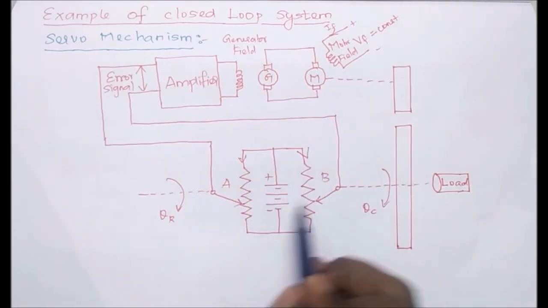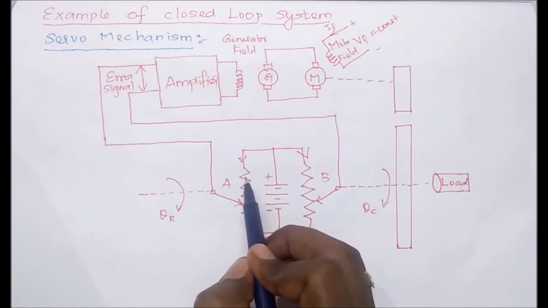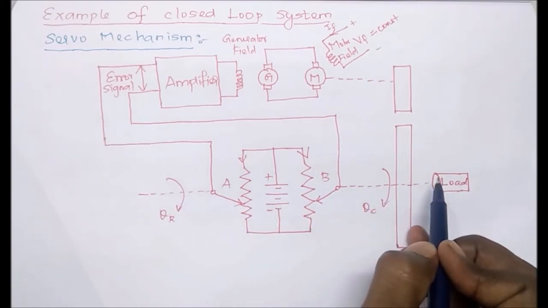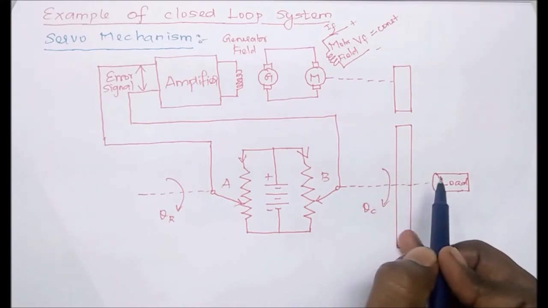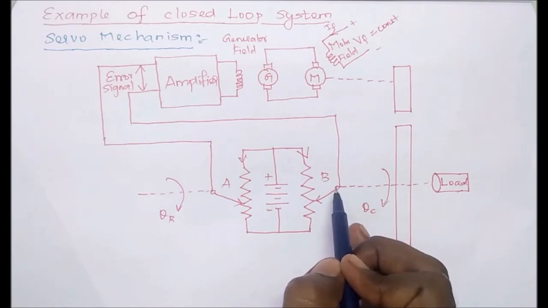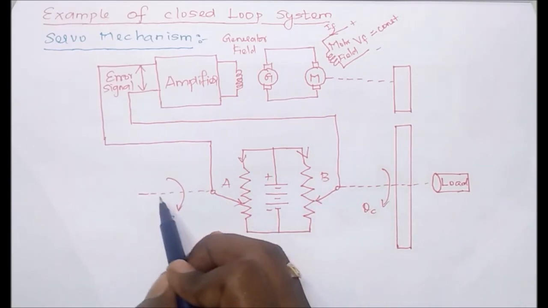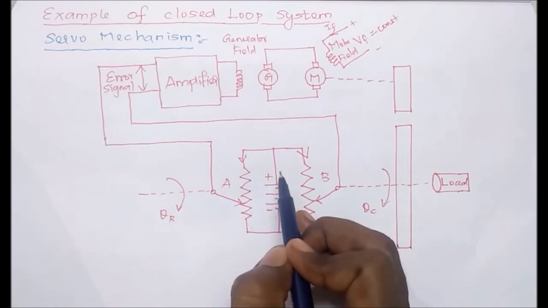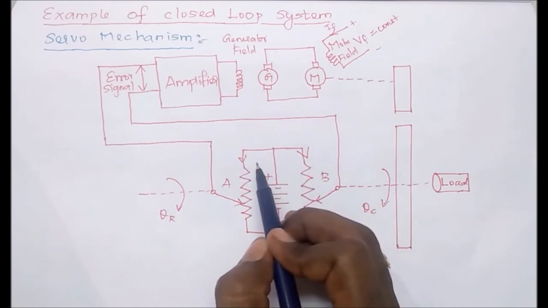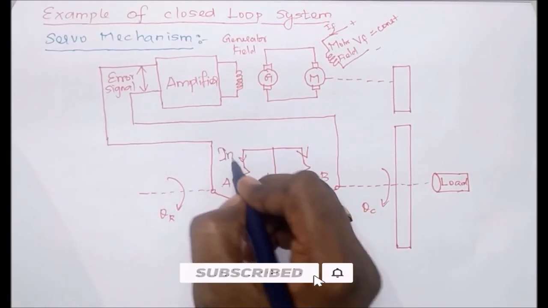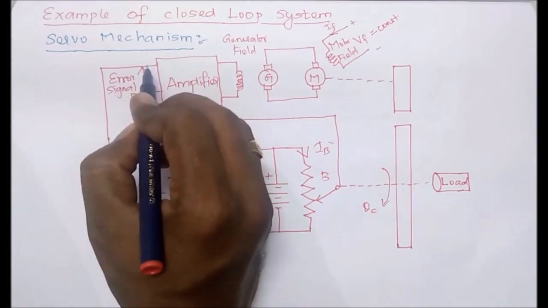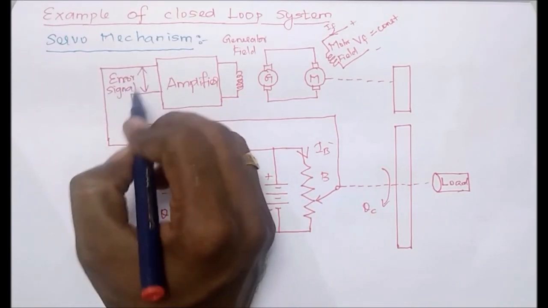Now we see this is a potentiometer. The resistance values of A and B are the same. This part will get the actual position of this load and generate its resistive position here. Here we are going to fix a reference. If the current position and reference position are the same, the voltage source will deliver a current to both resistances, and both currents are the same. Suppose this is IA, this is IB. Both are the same, which means the reference value and actual value are the same, so error equals zero.